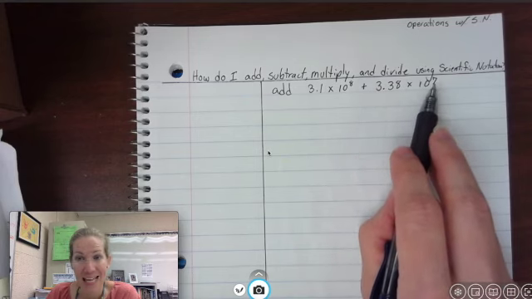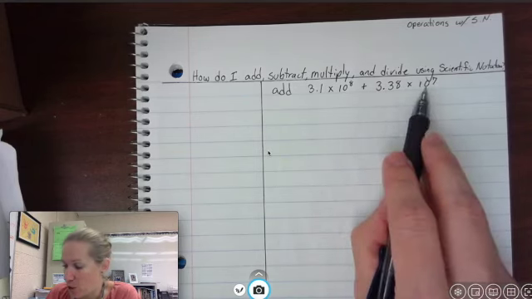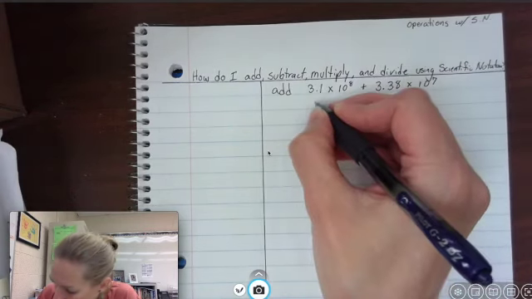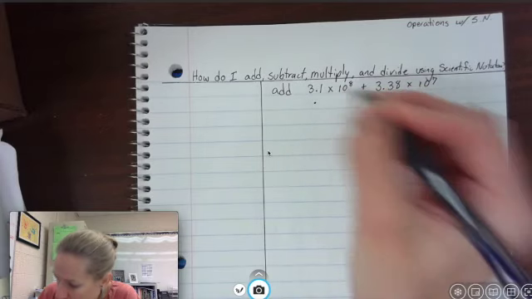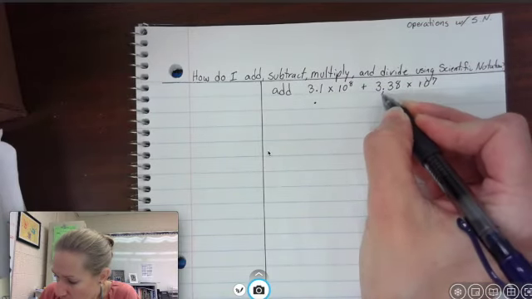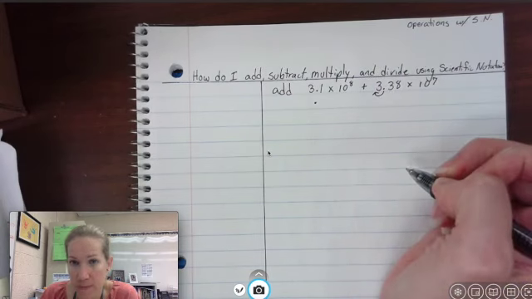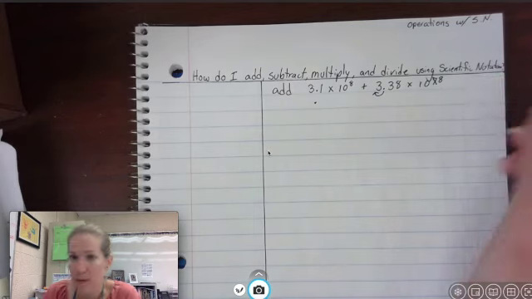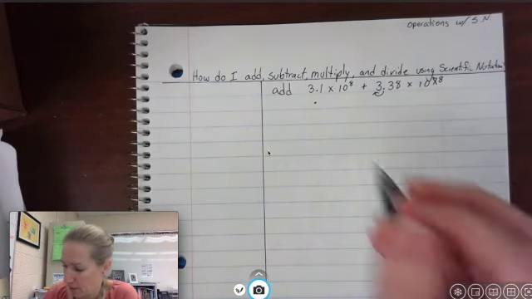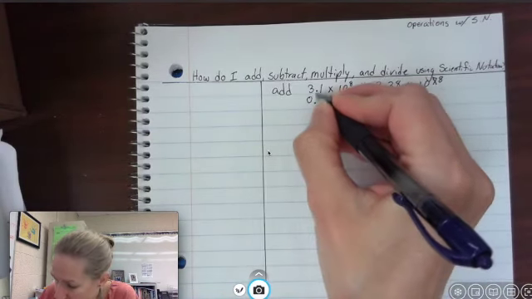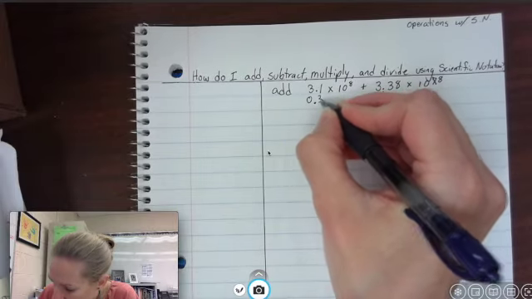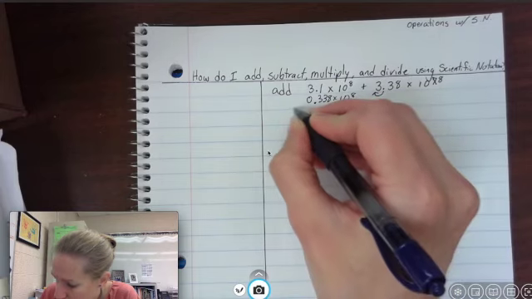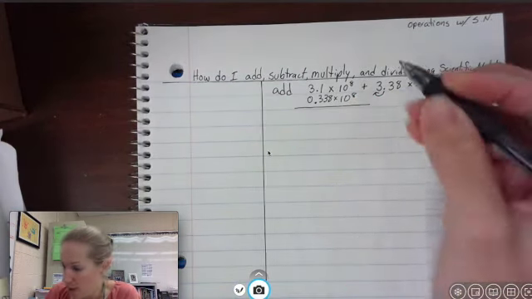0.338 times 10 to the 8th. Okay? Then when we do that, we can add it to this one. So I'll show you how we do that. So once again, I'm going to move this decimal one space over, and that means I'm going to add 1 up there. Then I line up the decimals. So it'll be 0.338 times 10 to the 8th. And now I just add them up.